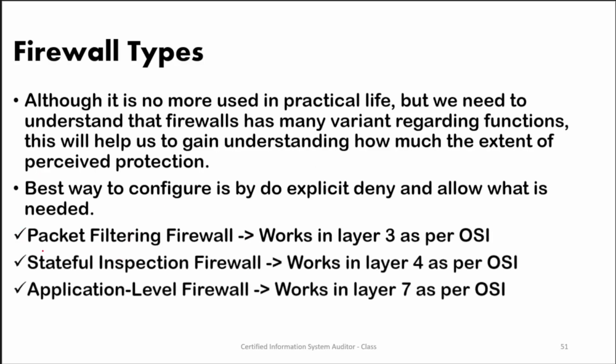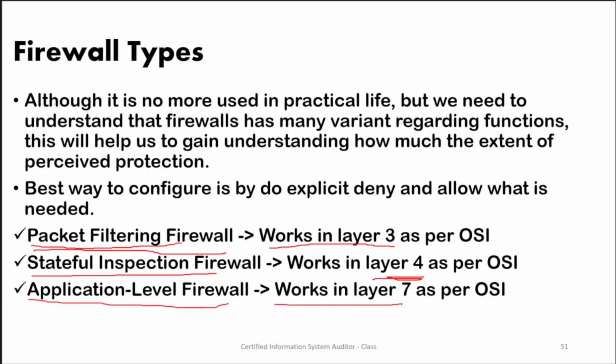The first type of firewall is called the packet filtering firewall, and it works in layer 3 as per the OSI. The second one is the stateful inspection firewall, and it works in layer number 4. And the third one is the application level firewall, and it works in layer 7.